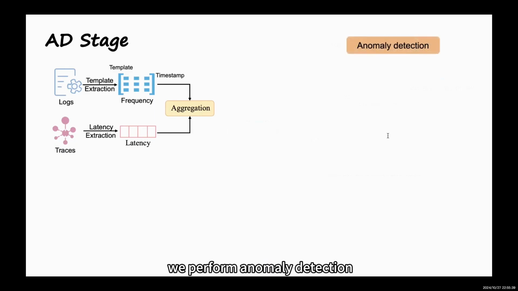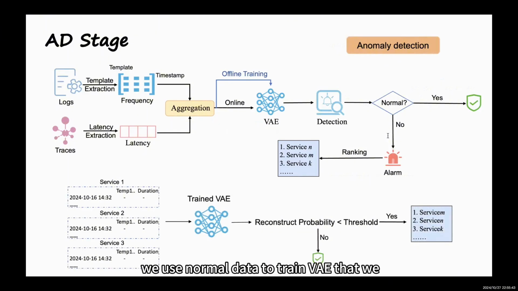Then we perform anomaly detection. We use normal data to train a VAE. The VAE learns the distribution of normal data. Online data is input into the trained VAE for reconstruction. If the probability of reconstruction is lower than a threshold and the data distribution is significantly different from the normal state, it is judged as abnormal. We continue to calculate the abnormal score based on it and rank the abnormal services. Otherwise, the system is normal. In this figure, the most likely cause of the fault is service M, and the second is service N.